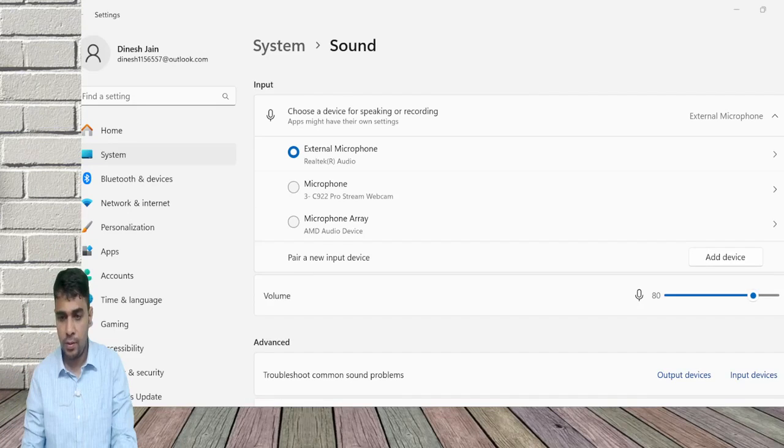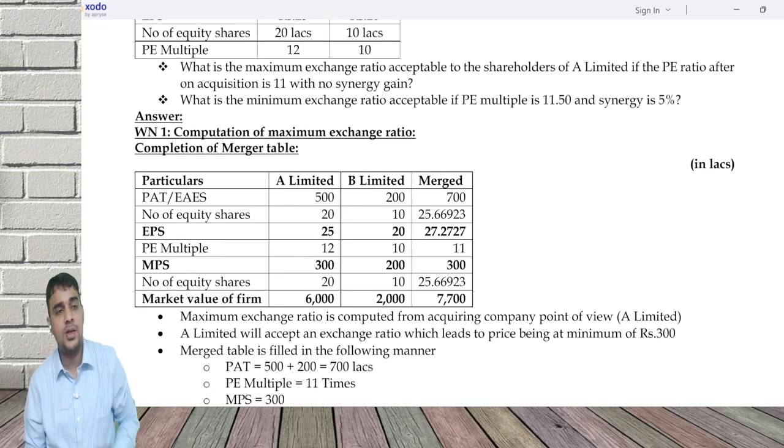Clear? Good morning, friends. Okay, let's continue with our revision discussion.